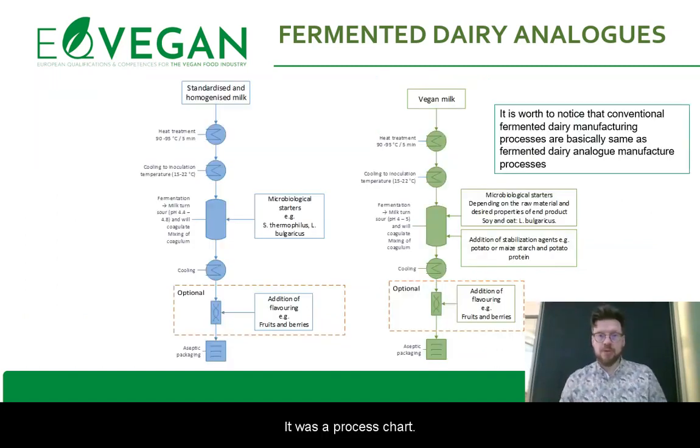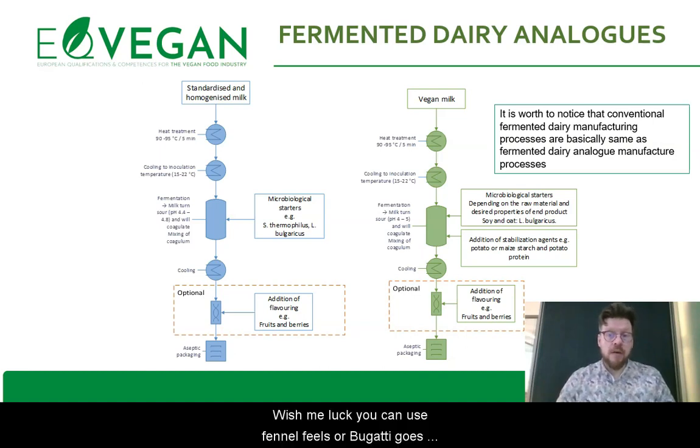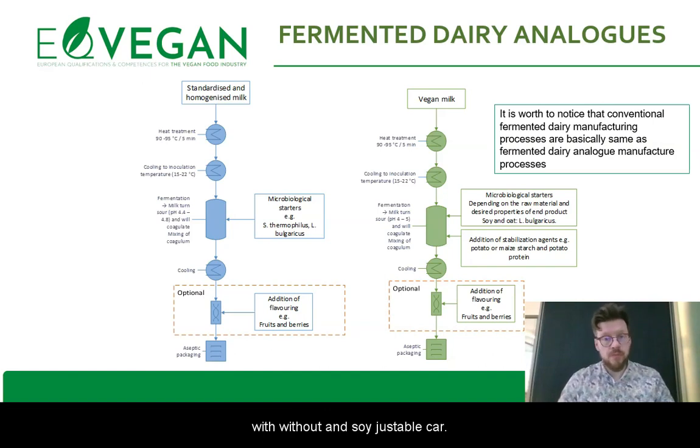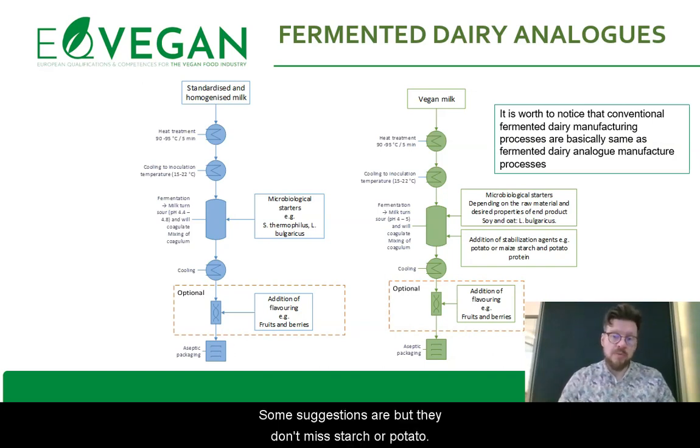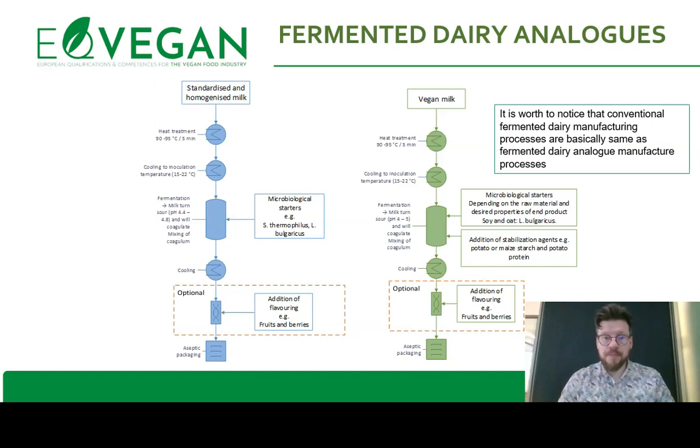Here is a process chart for comparing dairy analogues and dairy. So you have a really similar process, but the trick is to use different bacteria. With milk, you can use Thermophilus or Bulgaricus, with oats and soy, just the Bulgaricus. Then you also need stabilization agents. So some suggestions are potato starch or maize starch or potato protein. Otherwise, the process is rather similar between these two.